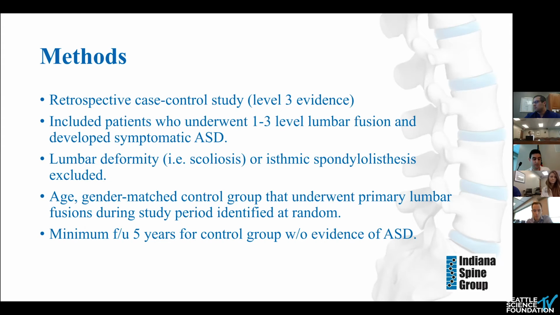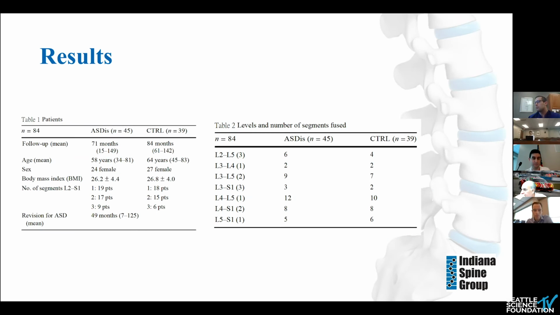The ASD group included patients who developed symptomatic ASD requiring revision surgery. They excluded patients with lumbar deformity, such as scoliosis or isthmic spondylolisthesis. An age and gender matched control group that underwent primary lumbar fusions during the same study period was identified at random. This control group had a minimum of 5 years follow-up and did not demonstrate symptomatic ASD.